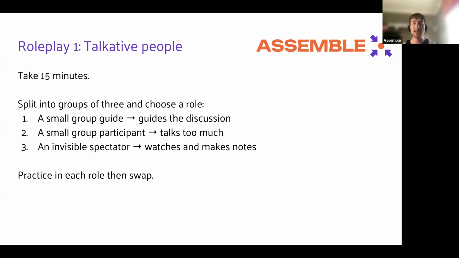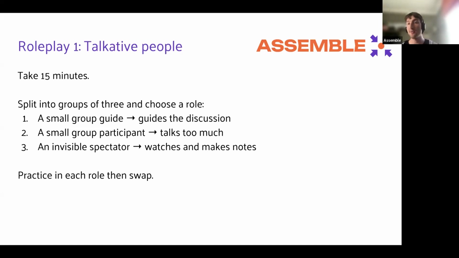So the idea is that you're pretending to be a character. One person is pretending to be the small group guide. That's the person, as we said, who guides the discussion. The other person is someone in your group, a participant. They're one of the 6 people, and they're talking too much, right? They've got 2 minutes to speak, and they're just going on and on and on. So your job is to make sure that they don't go on and on, so that no one else has time to speak.